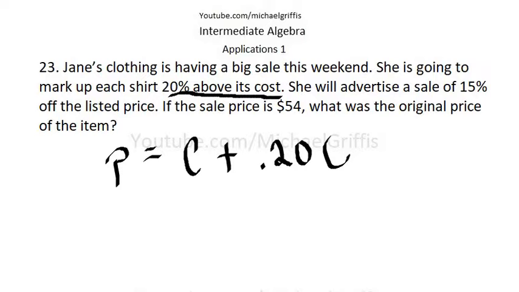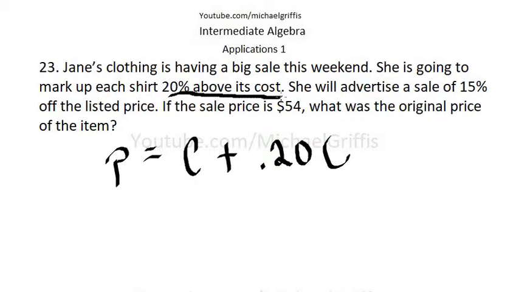Alright, so we have one equation. Now, we don't know what P is at this point, okay? This is the price of the item that's listed. All right, but it's not the sale price.